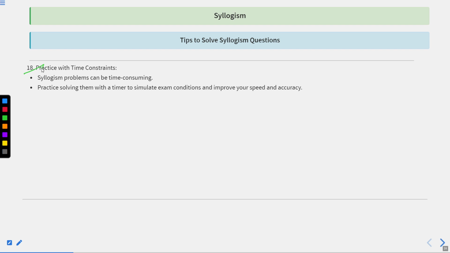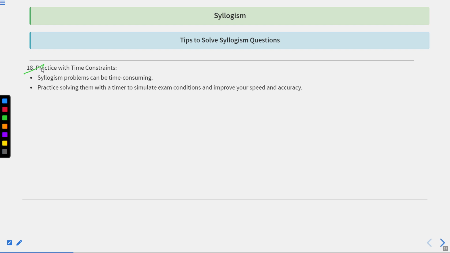Practice with time constraints. A very important point whenever we are talking about syllogism is time constraints. You get 5 questions of syllogism, with statements like all A are B, some B are C. What happens is that students get so involved in figuring out the correct answer that they end up wasting an indefinite amount of time. In the end, after applying their mind and drawing the Venn diagram, they are able to solve the question and mark the correct answer.